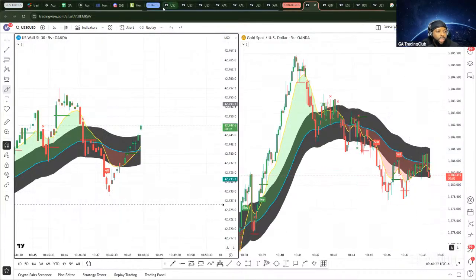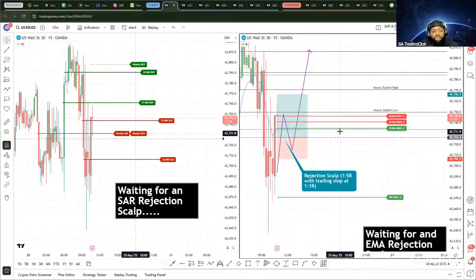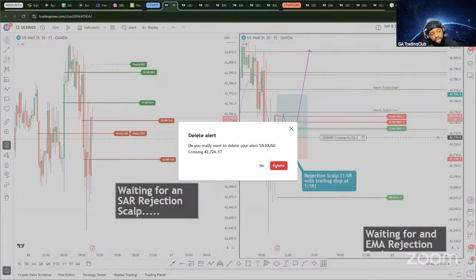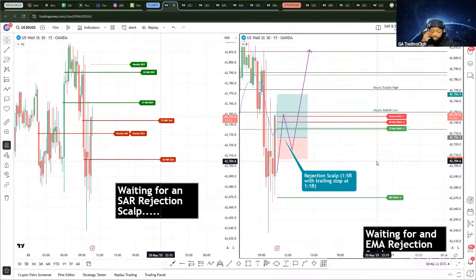So it is what it is. But you can see we formed that rejection. Unfortunately, we did not get filled in by price. It's just one of those times. It happens. It does happen. But you can see the idea.